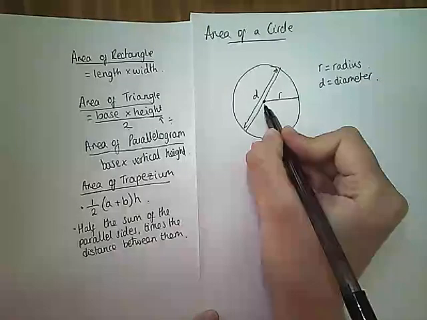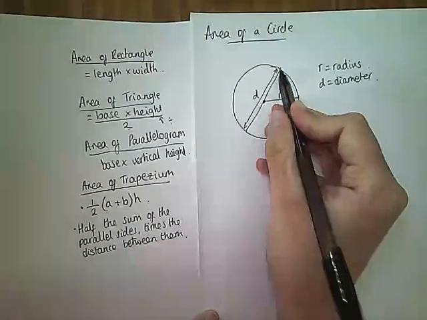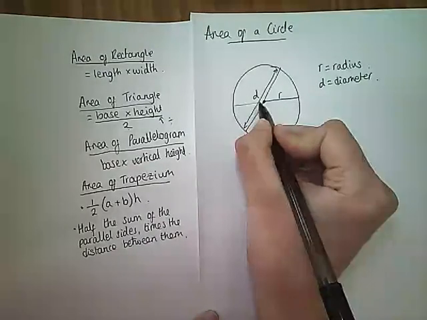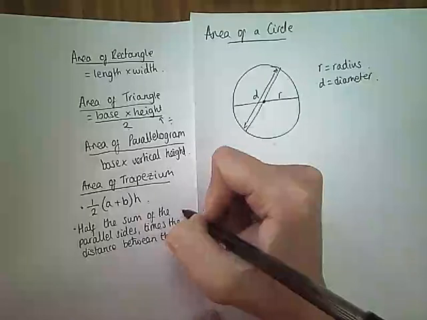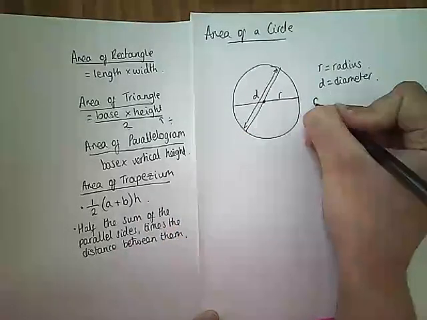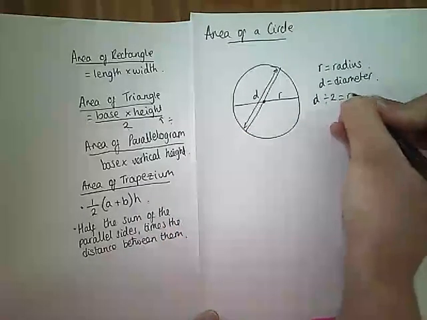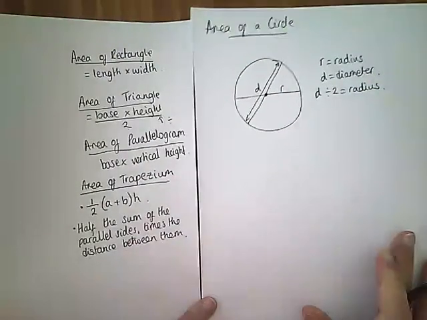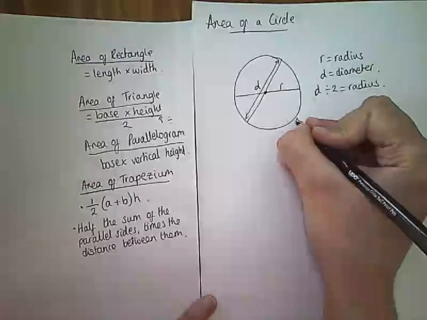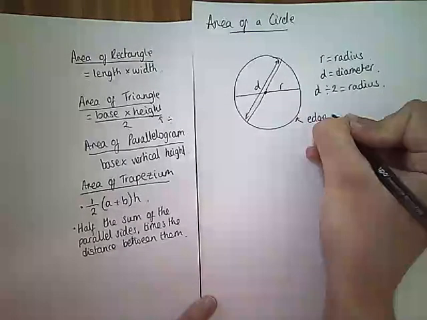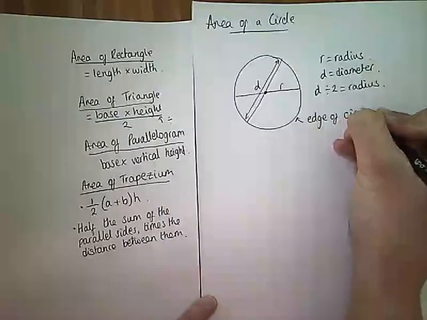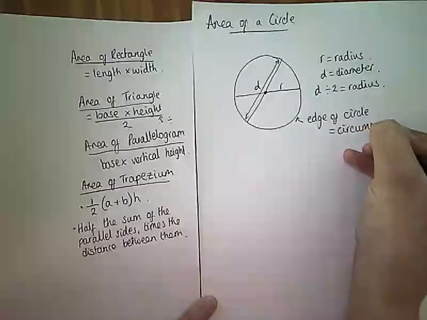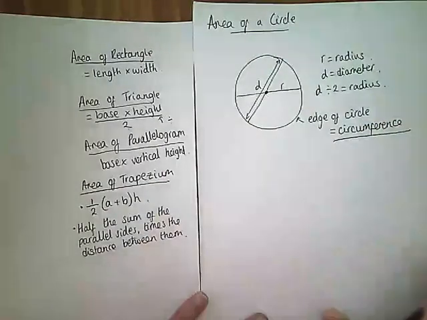You will notice that because the diameter goes from edge to edge through the center and the radius goes from the center to the edge, if you have two lots of the radius, that makes the diameter. So the diameter divided by 2 gives us the radius. That's important. Whilst we're on the subject, the edge of the circle is called the circumference, and you'll need to learn that word as well, learn how to spell it, learn to use it in your everyday language, a circumference of a circle.